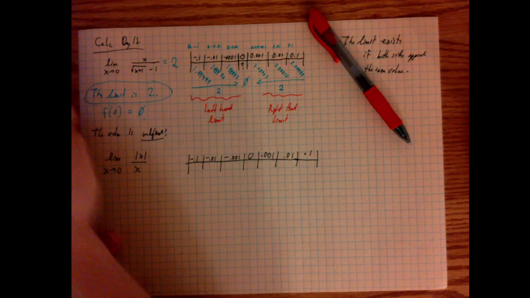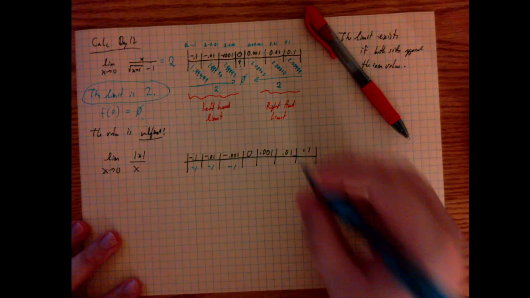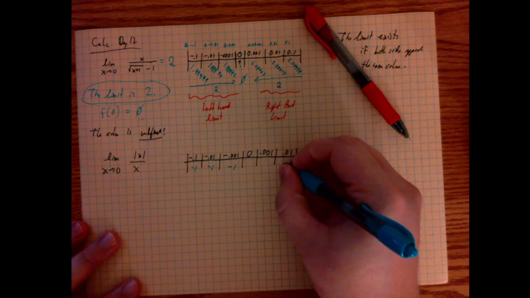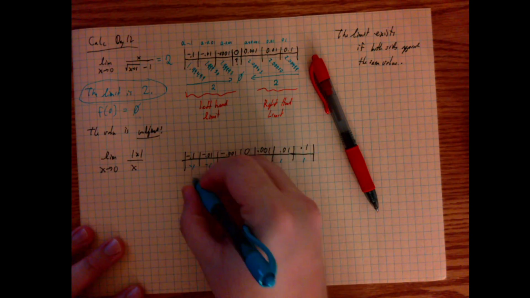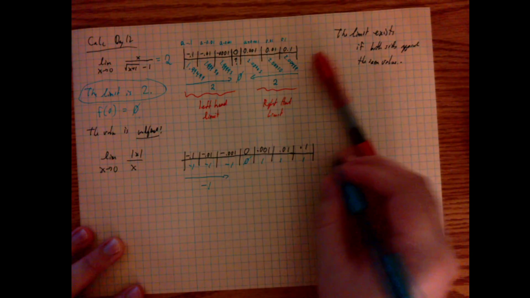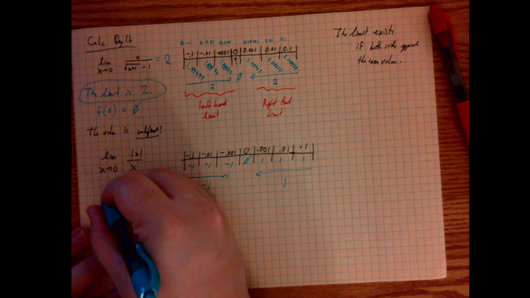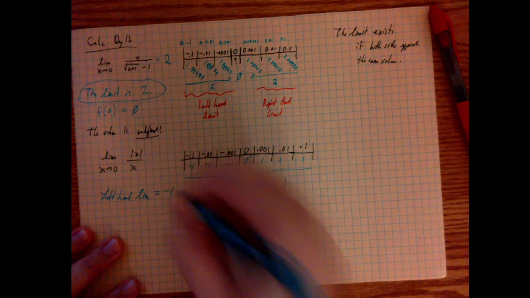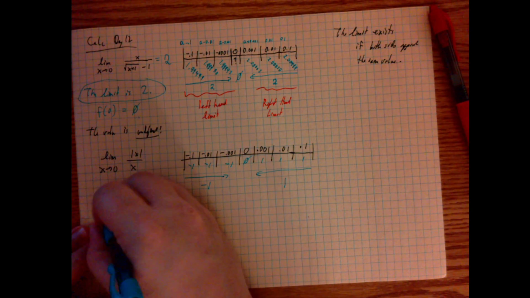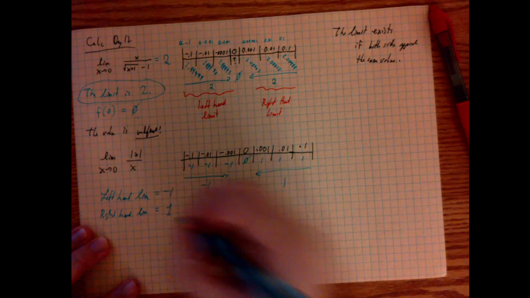From the left-hand side, this number would be negative 1, negative 1, and negative 1. From the right-hand side, this would be positive 1, positive 1, positive 1. And this number is undefined. So notice on the left-hand side, my numbers are all negative 1s. From the right-hand side, my numbers are all positive 1s. So in other words, in this case, my left-hand limit would equal negative 1. My right-hand limit, using the abbreviation, would be positive 1.